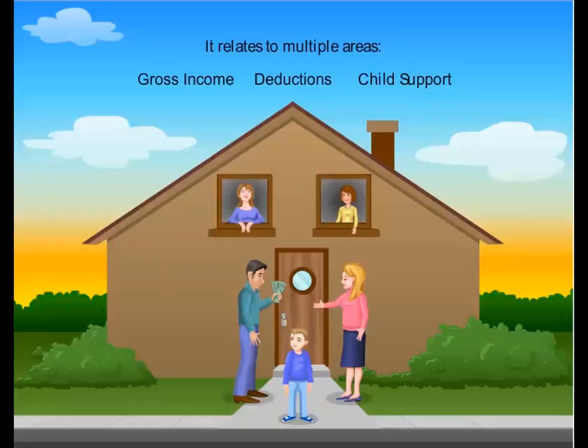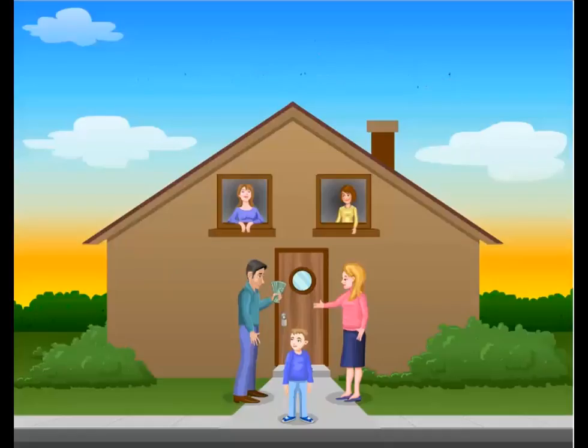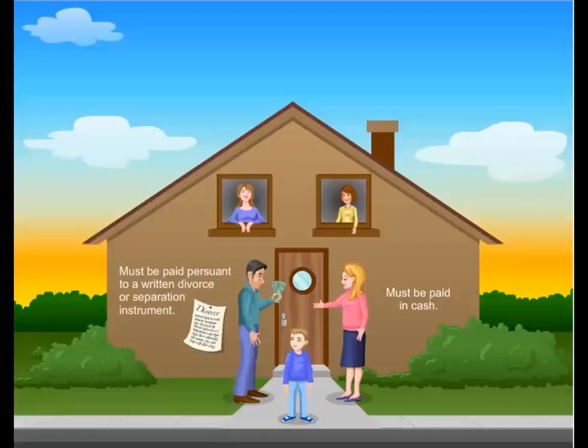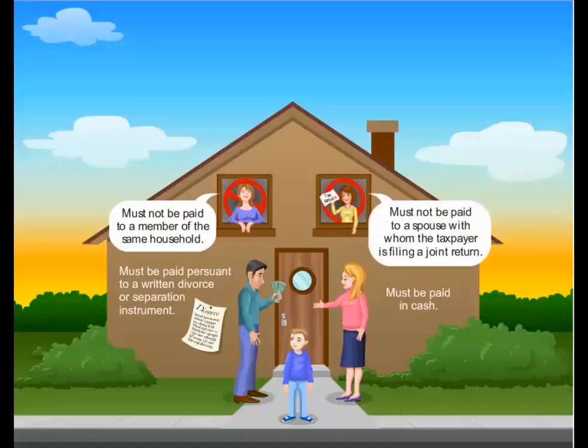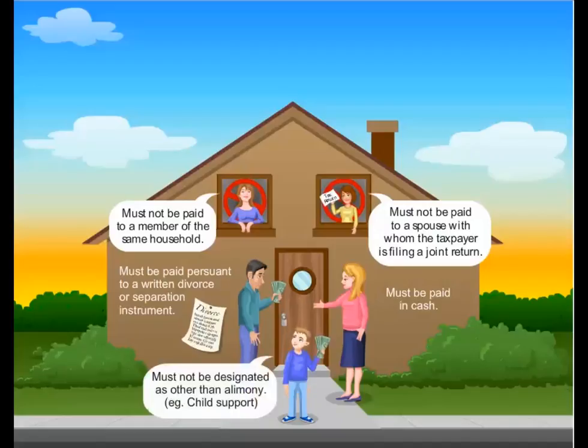So, in order for alimony to be considered alimony, the following rules must be met. Alimony must be paid in cash. Property payments are not alimony. Alimony must be paid pursuant to a written divorce or separation instrument. Alimony cannot be paid to someone living in the same household with the payor. Alimony cannot be paid to a spouse with whom the taxpayer is filing a joint return. Alimony cannot be designated as anything other than alimony, for example, child support. Finally, alimony terminates at the death of the recipient.